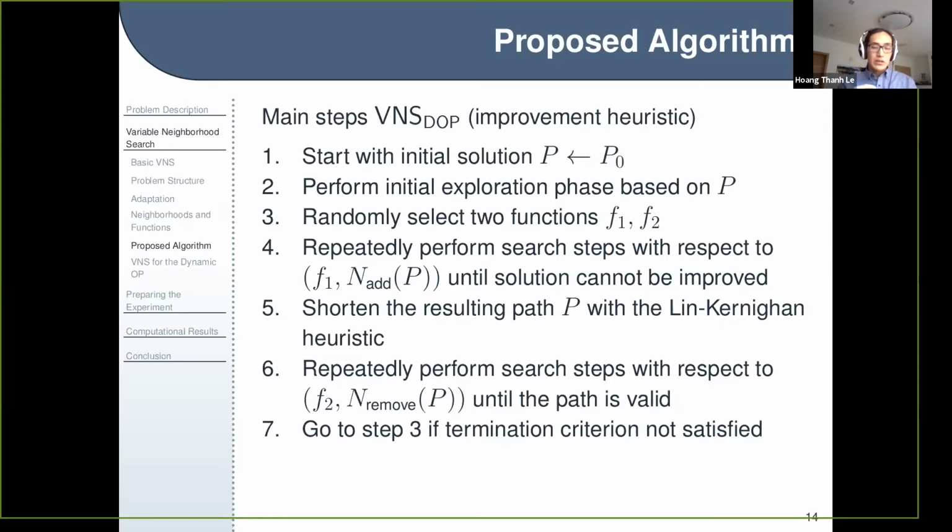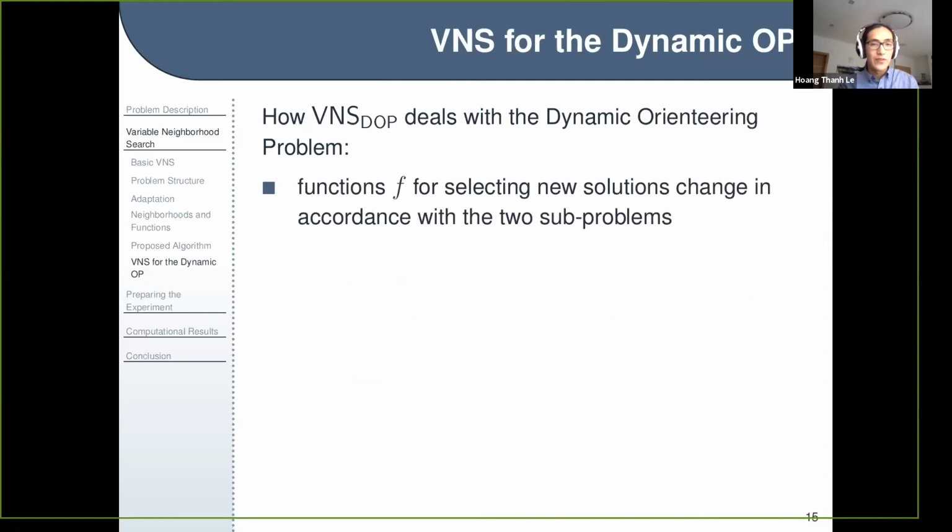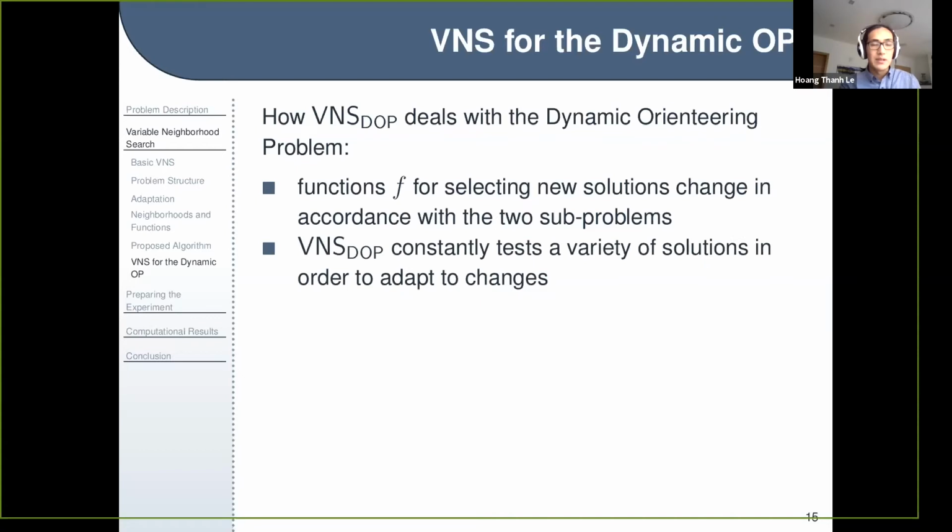And we designed the algorithm in this way because we aimed at some properties that would allow the algorithm to deal with the dynamic orienteering problem. One is that we have functions, and the functions determine how new solutions are selected, and these functions now change in accordance with the two subproblems.